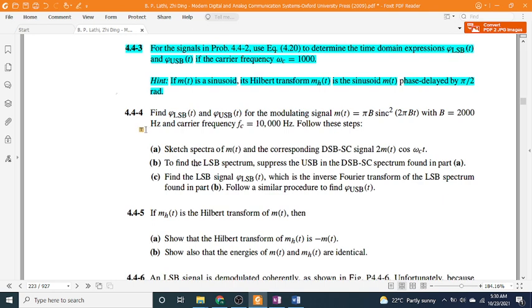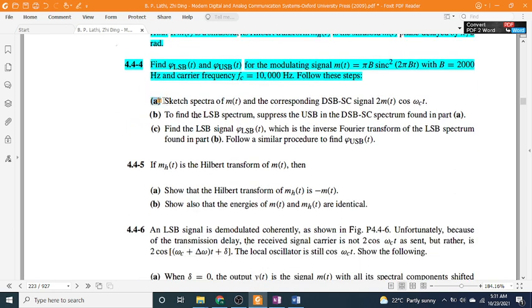4.2-4: Find φLSB(t) and φUSB(t) for the modulating signal m(t) = 2B sinc²(2πBt), with B equal to 2000 Hz and carrier frequency equal to 10,000 Hz. Follow these steps. A. Sketch spectra of m(t) and the corresponding DSB-SC signal 2m(t)cos ωct.